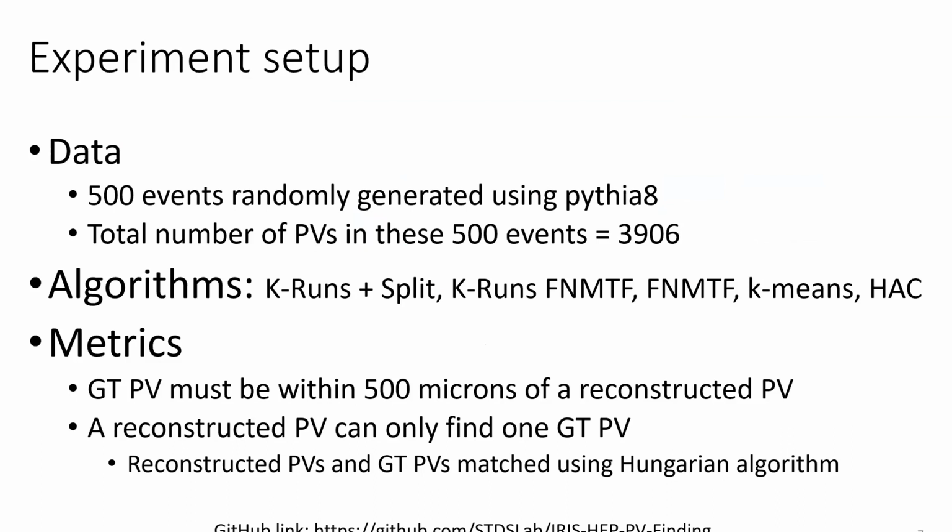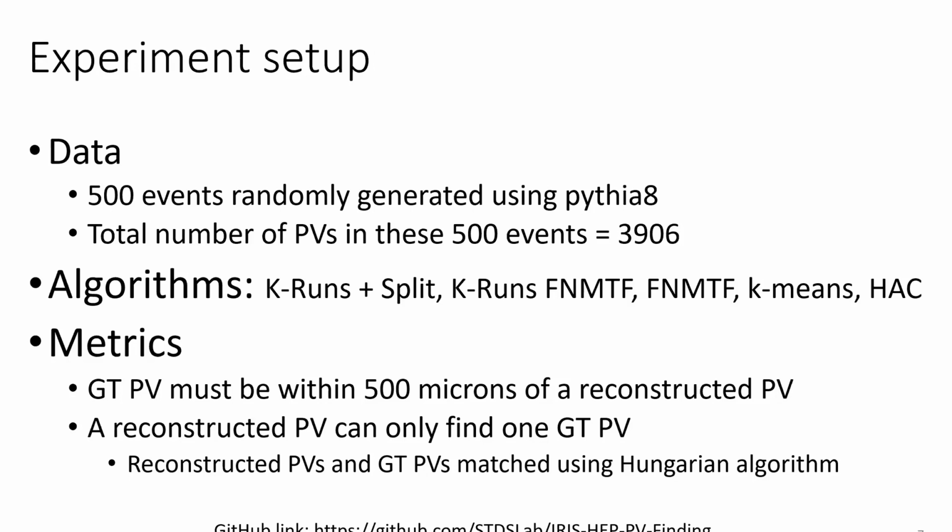So the metric we used for evaluation is that for a ground truth PV to be labeled as found, it has to be within 500 microns, or 0.5 millimeters, of a reconstructed PV. Also, only one reconstructed PV can find one ground truth PV. So for example, let's say a reconstructed PV is in the middle of two ground truth PVs. In this case, only one of those ground truth PVs could be labeled as found based on just this one reconstructed PV.